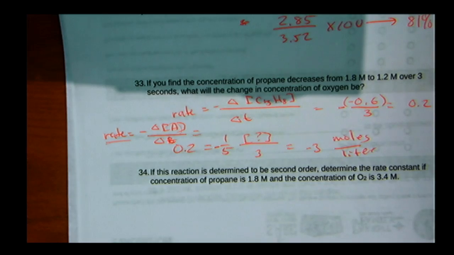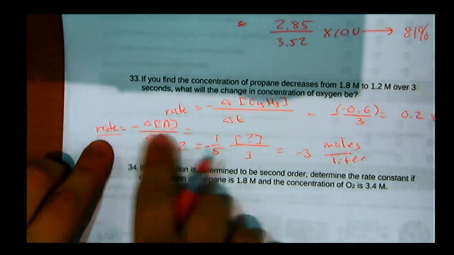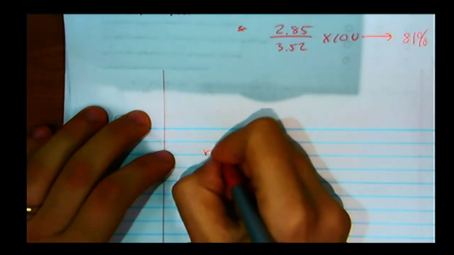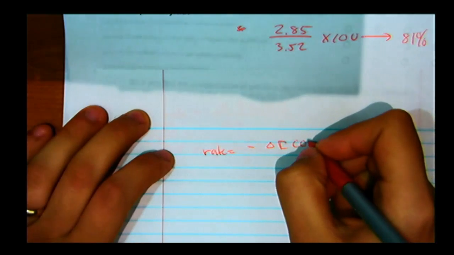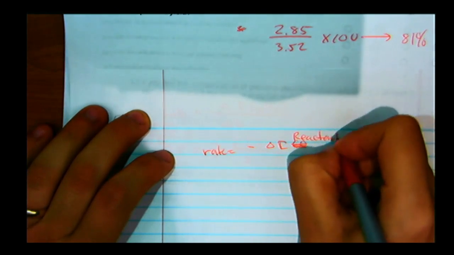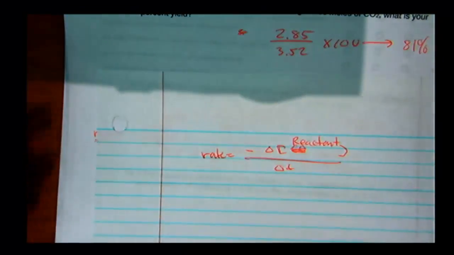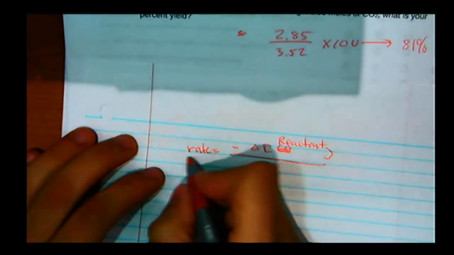The negative comes from this equation: for all the reactants, the rate is equal to the negative change in concentration of the reactant over the change in time. That's a good question, by the way. I'm using this equation twice because propane is a reactant, and so is oxygen. I found our rate, and then I just took that rate and plugged it in, using oxygen instead of methane, if that makes sense.